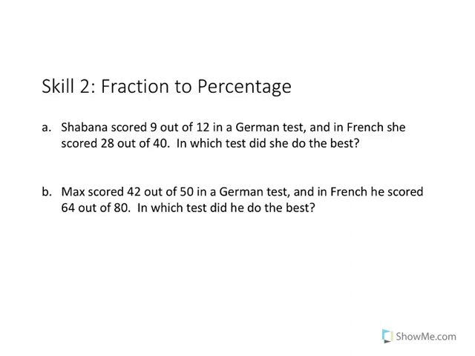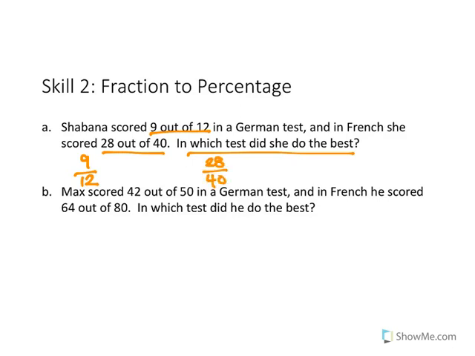Now we have to apply it to word problems. In the first problem, we have Sabana scored 9 out of 12 in a German test, and in French, she scored 28 out of 40. Which test did she do best? Now, in order to compare the two tests fairly, we actually have to turn these both into percentages. So the first fraction is 9 out of 12, and the second test is 28 out of 40.